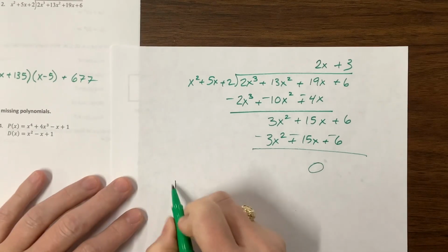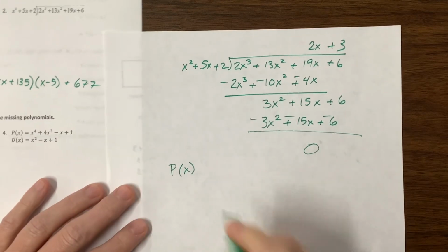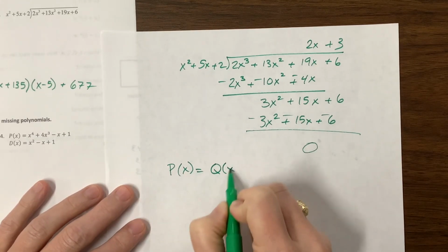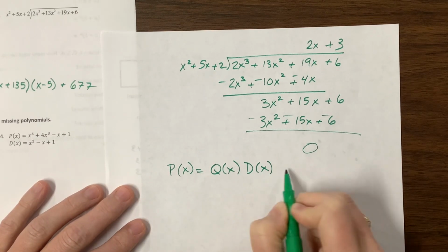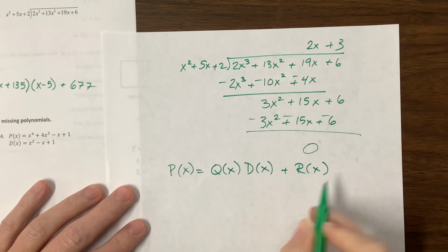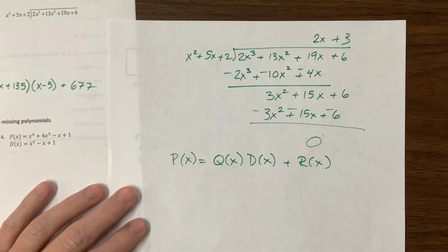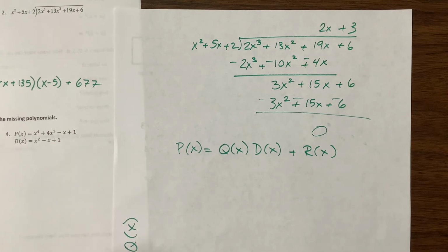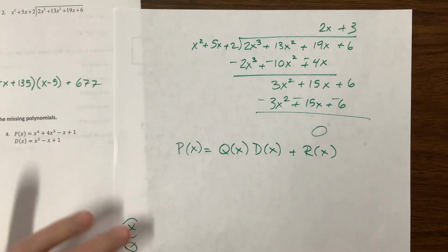So when they want me to write it in the form P of x is equal to Q of x times d of x plus r of x. Notice we don't have a remainder. So really and truly, we don't have to write anything there, but I'm going to follow this pattern, and I did follow the pattern on your answer keys and stuff.